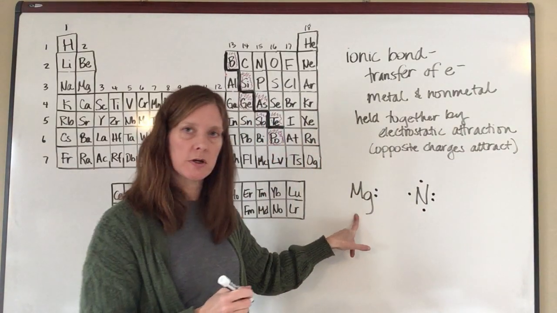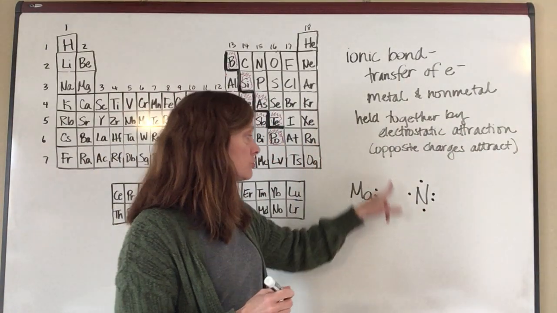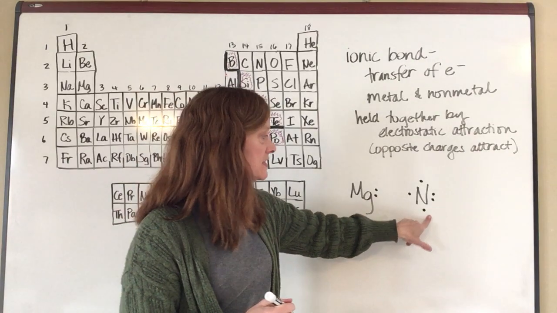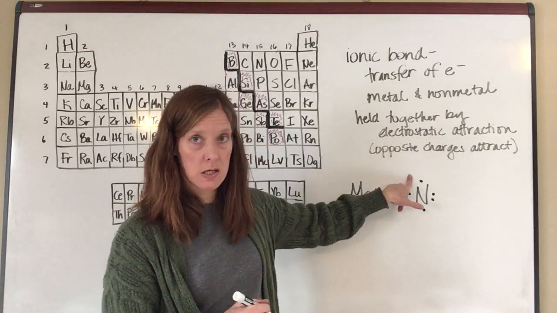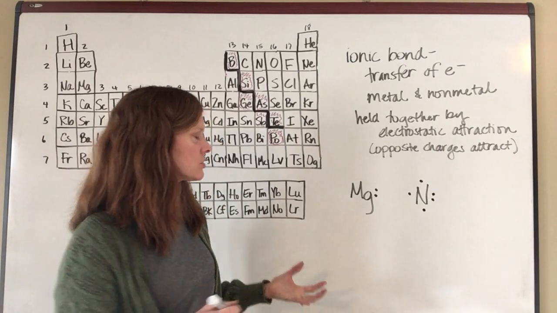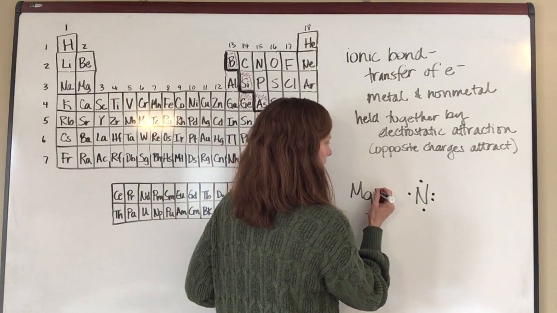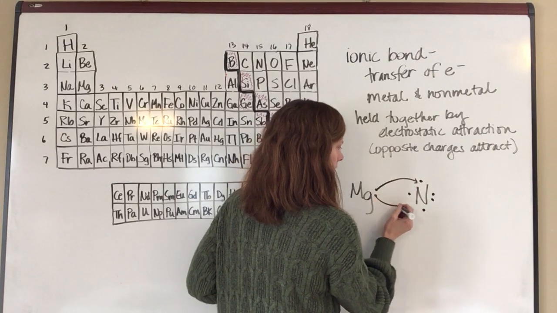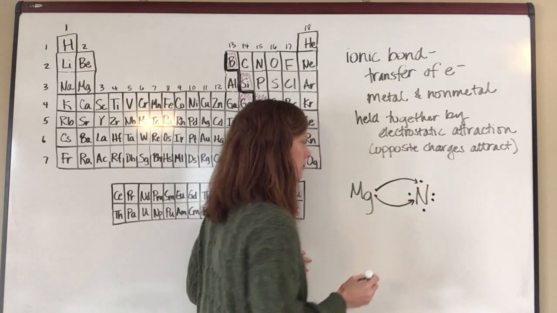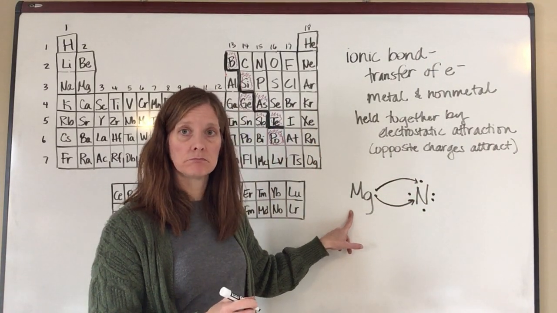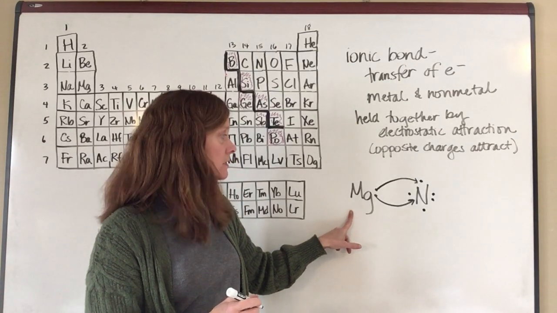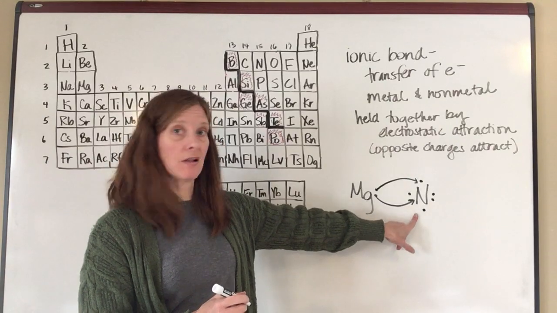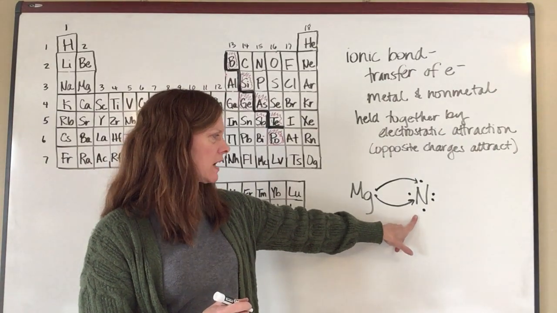What does magnesium want to do? It wants to lose both of those. What does nitrogen want to do? It wants to gain 3. So how am I going to make this work? Well, I could take 1 electron and I could put it up here. I could take 1 electron and I could put it here. Is my magnesium happy? Yeah, sure is. Is my nitrogen happy? No, he's still 1 electron short.